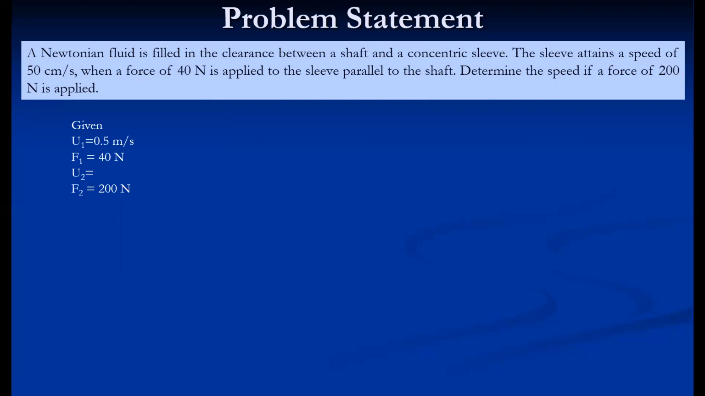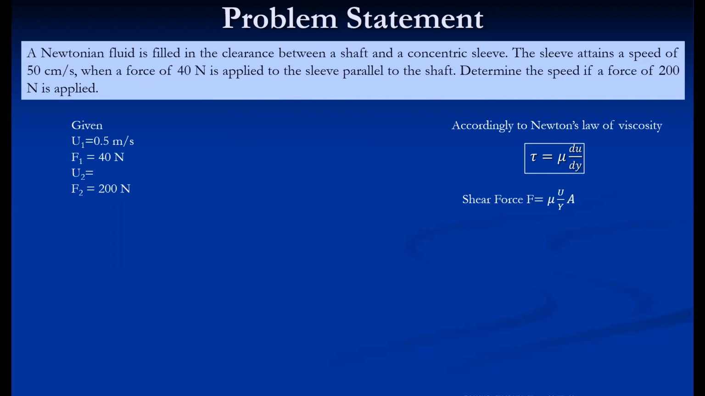The speed if the force is applied. So we know according to Newton's law of viscosity, tau is equal to mu into du by dy. This is the basic equation, but we require the equation in terms of force. So shear force F is equal to mu into u by y into A.